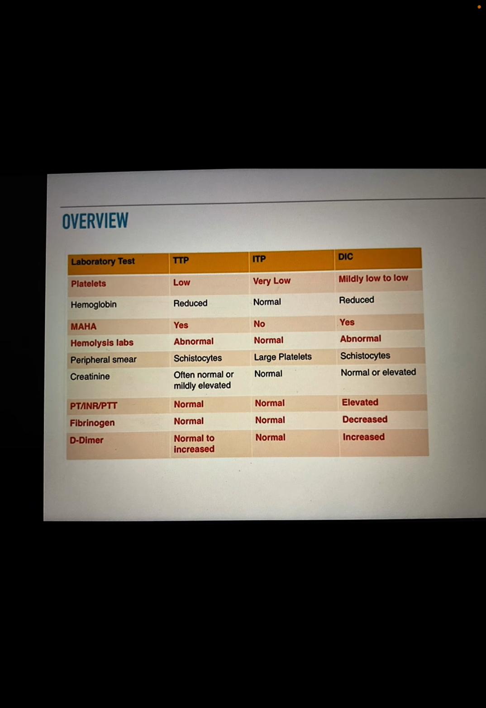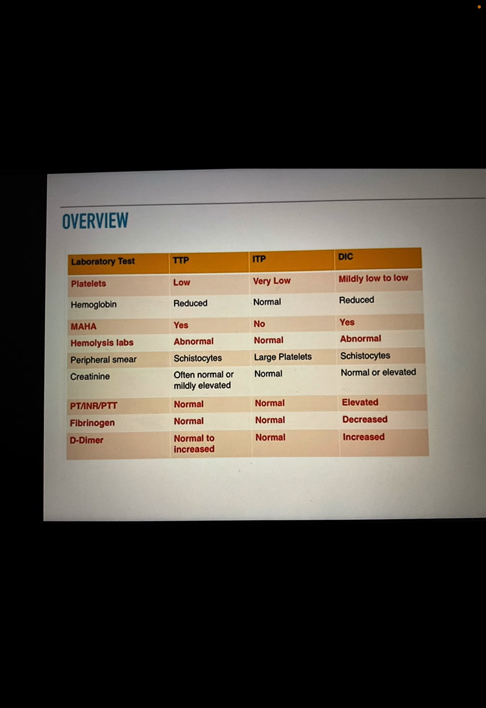And then we have a quick overview again. TTP, ITP, and DIC. Platelets would be low, but in ITP they would be very low because ITP just has this problem. Hemoglobin would be reduced everywhere, but not in ITP because there would be no problems with anemia. So there is no microangiopathic hemolytic anemia, and hemolysis labs would be normal in ITP. And in the peripheral smear, we'll see schistocytes in TTP and DIC, and in HUS too, but we are not talking about HUS here. But there are large platelets in ITP, so we don't see any schistocytes there.